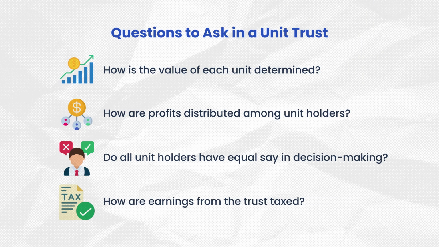How are earnings from a trust taxed? Are there benefits to holding units long-term versus short-term? Earnings from a unit trust are treated as trust distributions. The treatment of the distribution will depend on the type of income that the trust incurs, for example, if it is ordinary income or capital gains. Speak to your accountant about this.